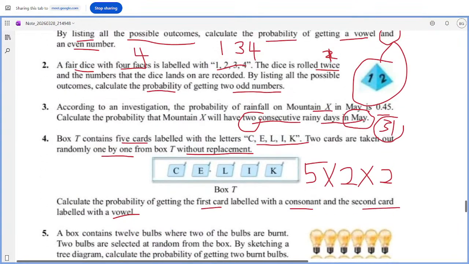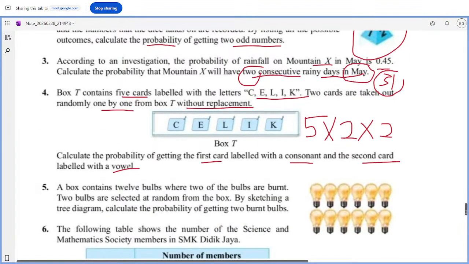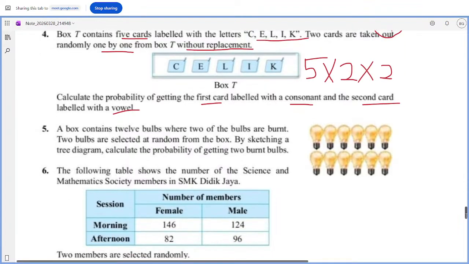If you want, you can list down your sample space over here. When you take out 2 cards randomly, one by one: CE, CL, CI, CK, you can do like that. Also EC, EL, EI, EK. You see it? So basically you got 4 pairs, and then you got 5 letters. So 5 times 4, 20. You can see it that way also. If you list down one by one, very simple, you can see the situation already. If you imagine in your mind, also can, but you might be careless, so better to list down.